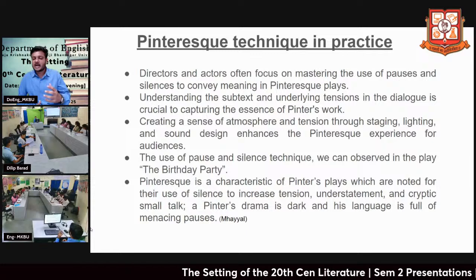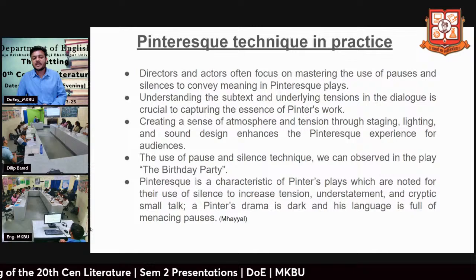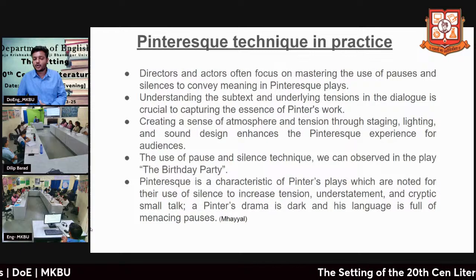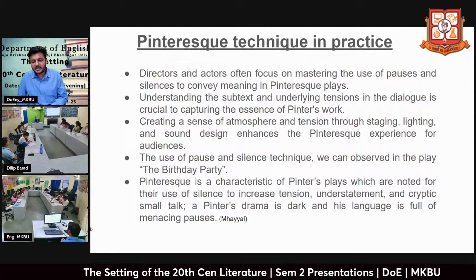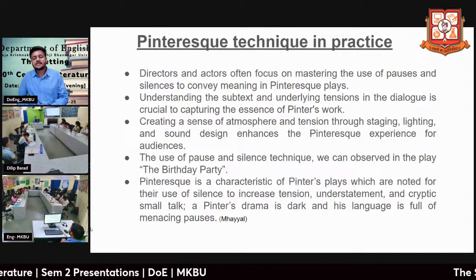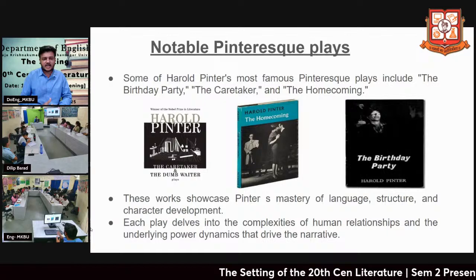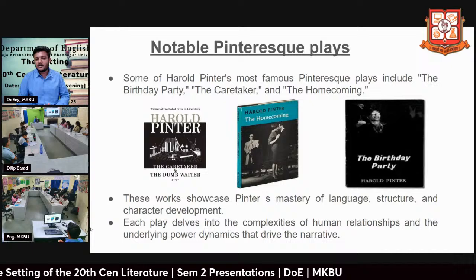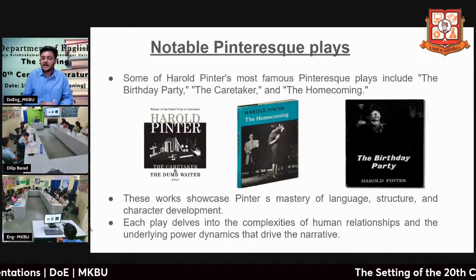The use of pause and silence technique we can observe in the play The Birthday Party. It is a characteristic of Pinter's plays, which are noted for their use of silence to increase tension, understatement, and cryptic small talk. Pinter's drama is dark, and his language is full of menacing pauses. Notable Pinter plays include The Caretaker, The Dumb Waiter, The Homecoming, and The Birthday Party. These works showcase Pinter's mastery of language, structure, and character development.